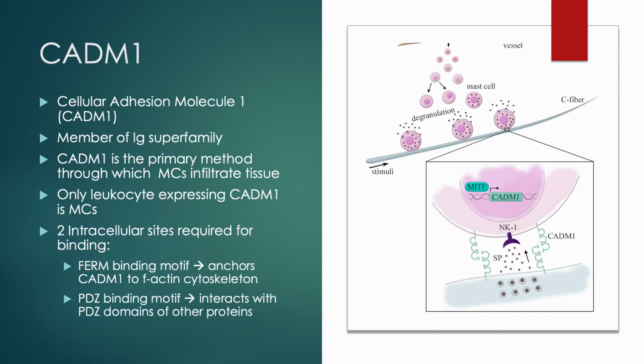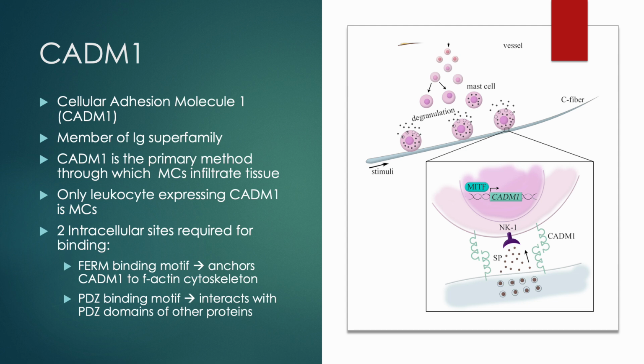So let's talk about adhesion. Cellular adhesion molecule 1, CADM1, is pretty similar to ICAM1 and VCAM1, which we talked about previously. These are all just ways that cells stick to things. In this case, the mast cell is the only leukocyte that has CADM1, and in sticking to things, it's able to infiltrate nearby tissues, so it's not just stuck circulating in the bloodstream forever. This is how mast cells infiltrate, and mast cell infiltration is one of the key factors in a lot of allergic diseases.